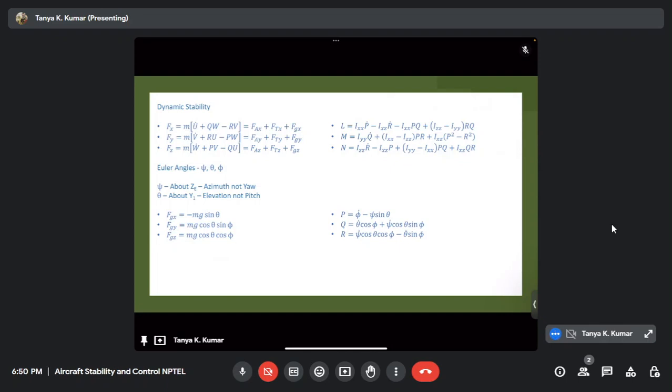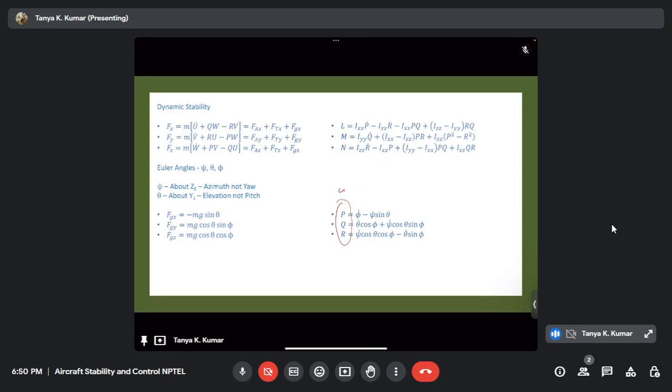They come into play in 2 places. One is the gravitational forces and the other is this PQR, that is omega. The Euler angles and the rate of change of the Euler angles come into play in this PQR, which is omega, and the Euler angles as such come into play in the gravitational forces. Now here you can see that the theta and phi are present. Why is psi not present?